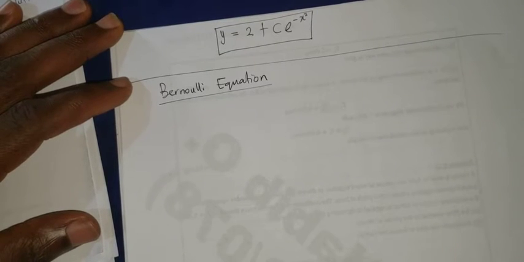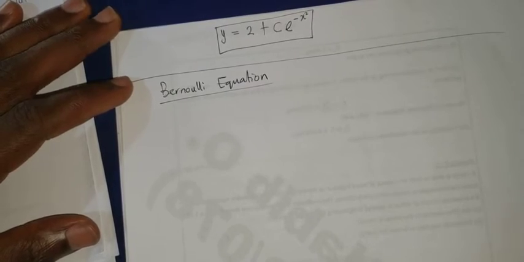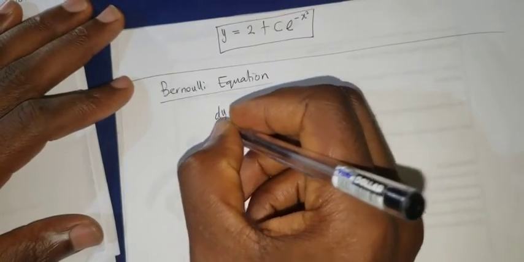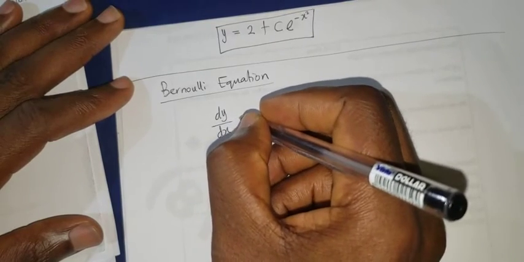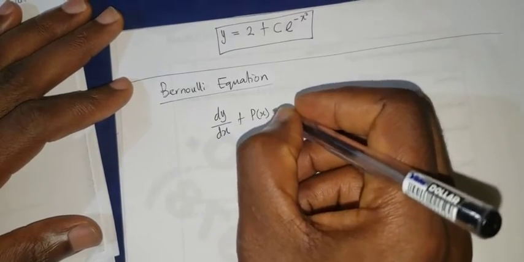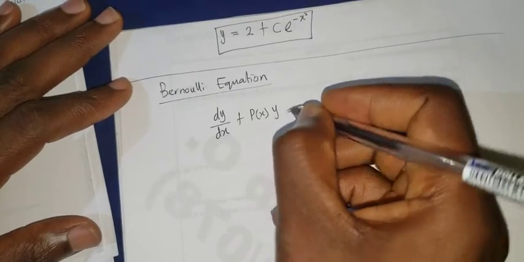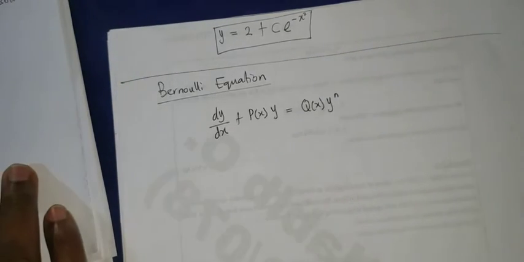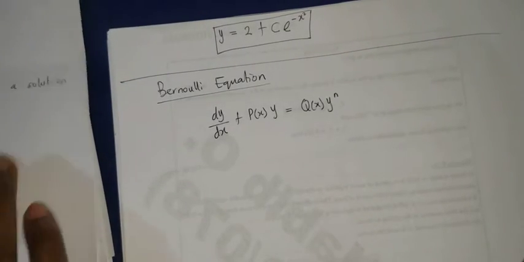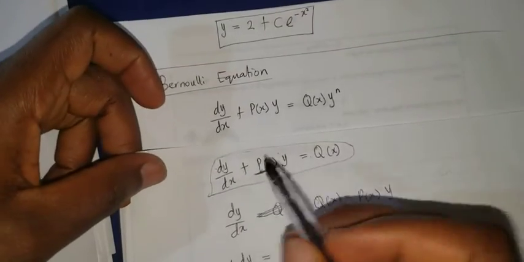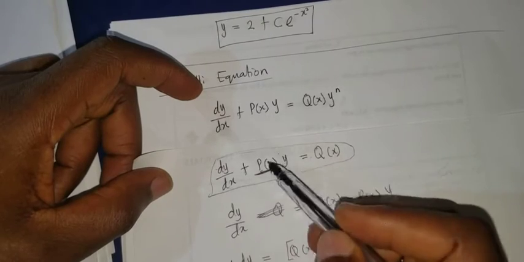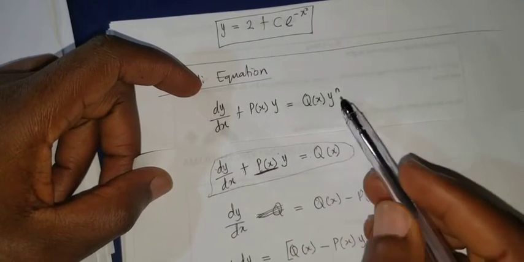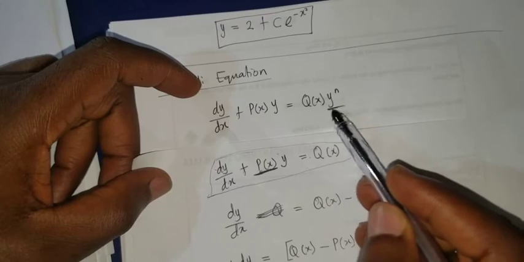Idea of a differential equation that looks closely like the linear differential equation. This is the general form of that equation: dy/dx plus p of x times y is equal to q of x times y to the power n. So what's the difference between this and the general linear equation that we talked about earlier? Notice when you compare the two, this is dy/dx, p of x, this is y, this is q of x. The only difference is this y to the power n, which is here.